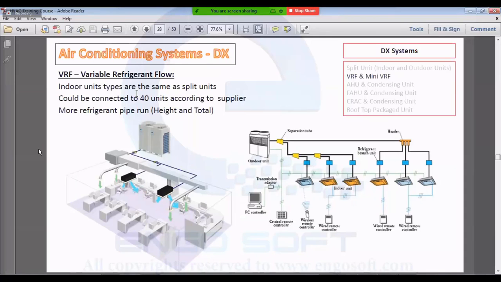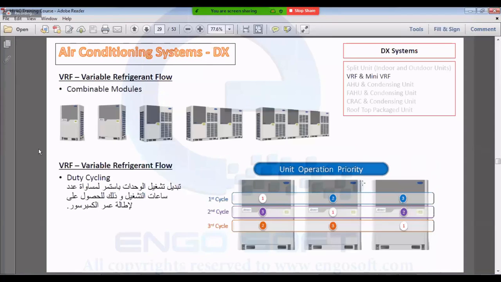Indoor unit types are the same as the normal split units we see. Everything could be connected, up to 40 units based on the supplier. It has more refrigerant pipe run, because the refrigerant pipes move throughout the building, to office number 1, office number 2, office number 3.